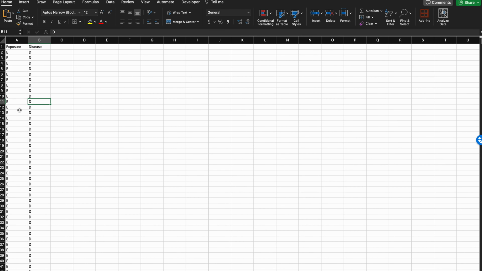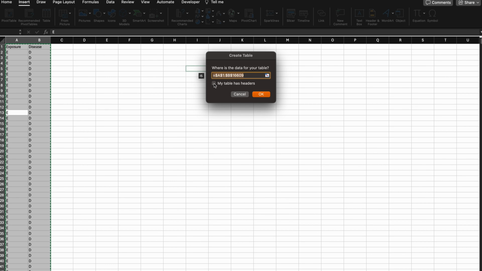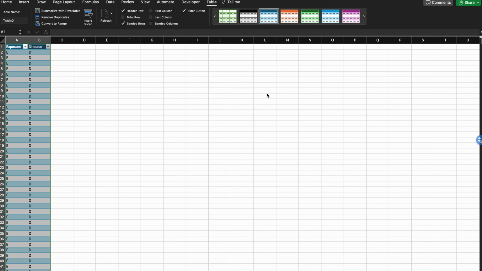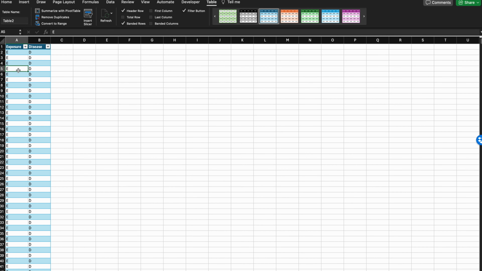I'm going to select any one of the cells, hold down Command or Control and hit the A key. That selects everything. And then I'm going to go to Insert and hit the table button. My table does have headers. I'm going to click on that and then select OK. I've got a table. Now this is categorical variables. The way that we summarize this is through contingency tables. We want the frequencies. In this instance, we want the joint frequencies.